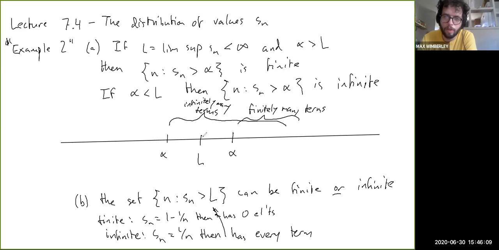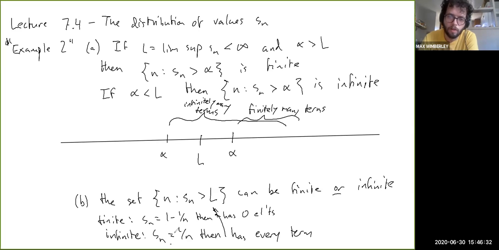So it might be a little bit counterintuitive that you could have a situation where there is an infinite collection of terms to the right of L, but if you look at any actual number strictly to the right of L, there are only finitely many terms right of that number, right? But if you want to understand that, just think about the case of Sn equals 1 over n.